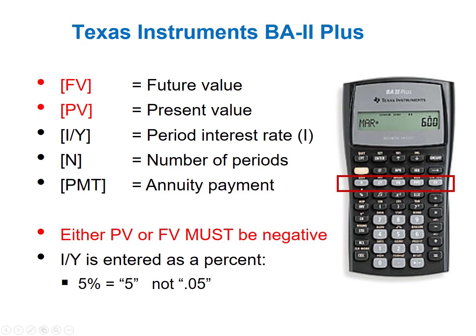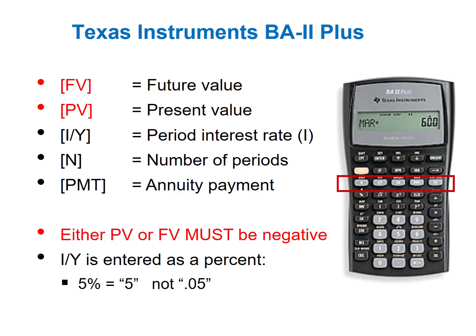Now we'll look at the TI Business Analyst II, which should look a lot more familiar to you. And there are your TVM keys. Things to remember. Either present value or future value must be negative. And don't forget the sign convention. Inflows to you are positive. Outflows from you are negative.